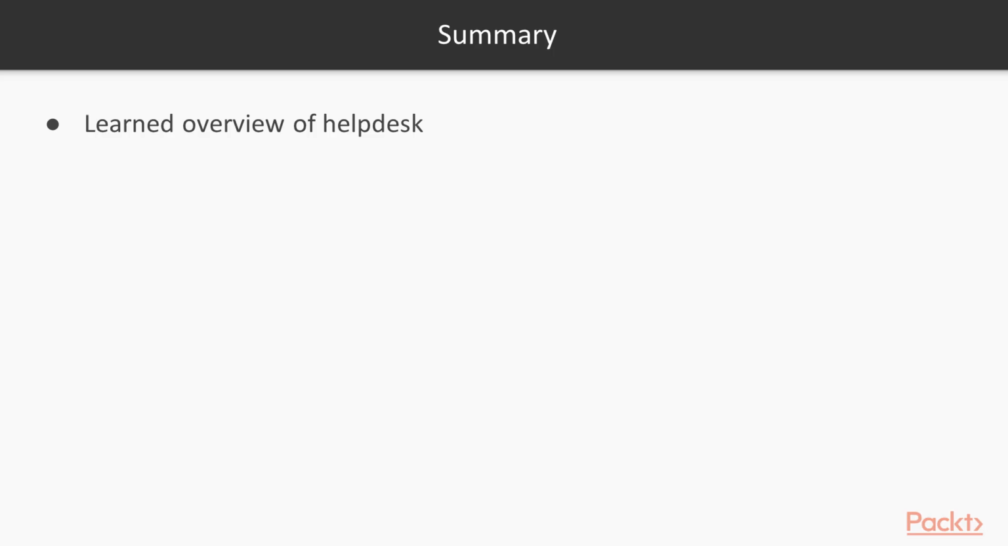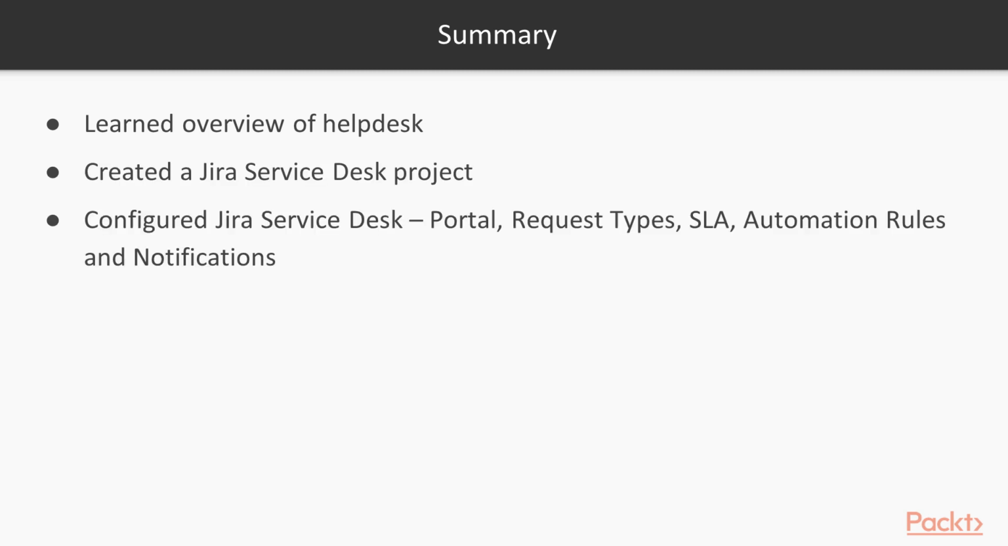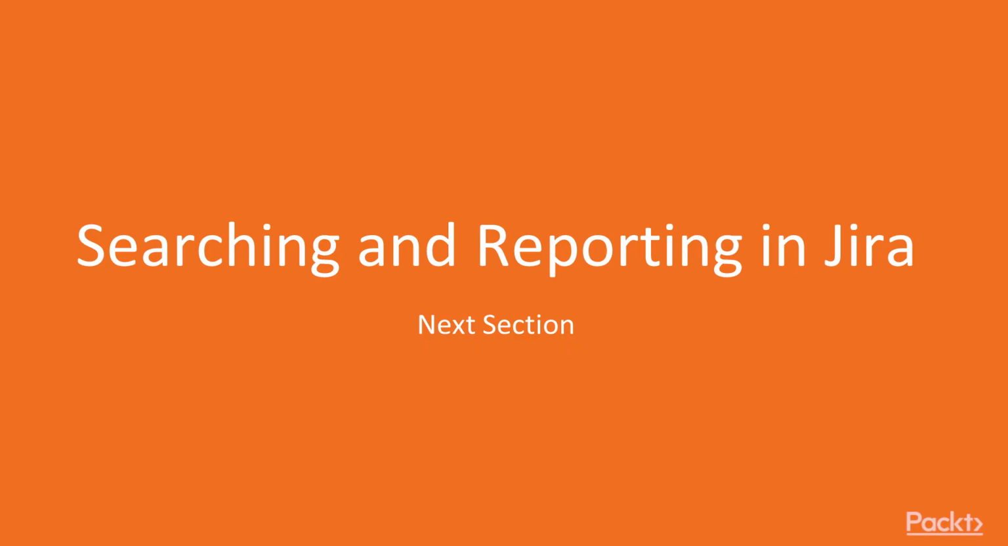In this section, we discussed an overview of help desk. We spent time understanding how we can create a Jira service desk project. We also spent a lot of time understanding the various configurations that you have in your Jira service desk, like portal, request type, SLA, automation rules, and notifications. And finally, we had a look at the Jira service desk reports. In the next section, we'll take a look at searching and reporting in Jira.